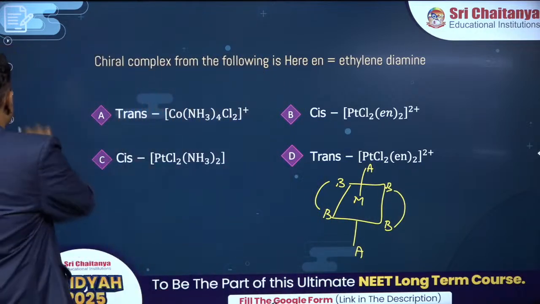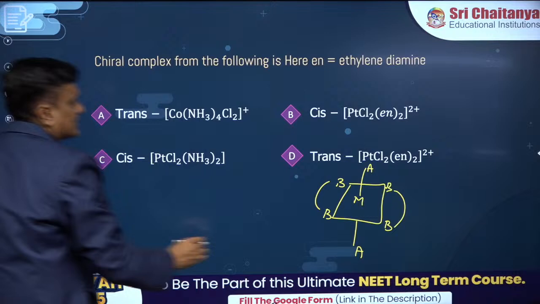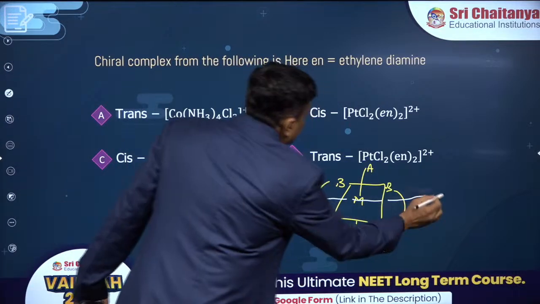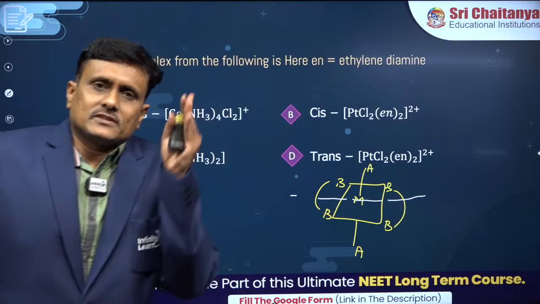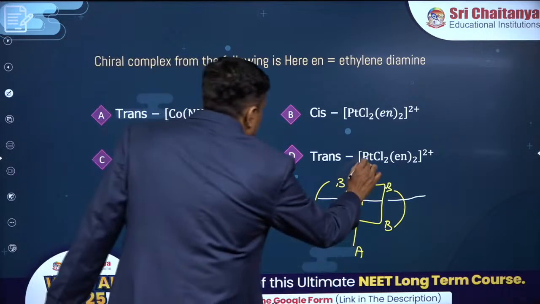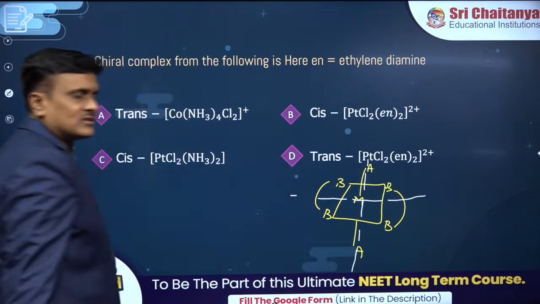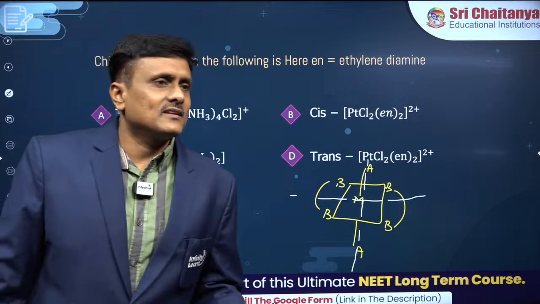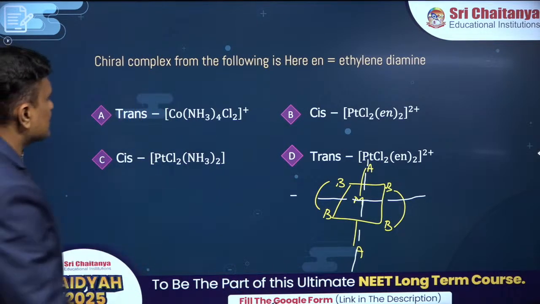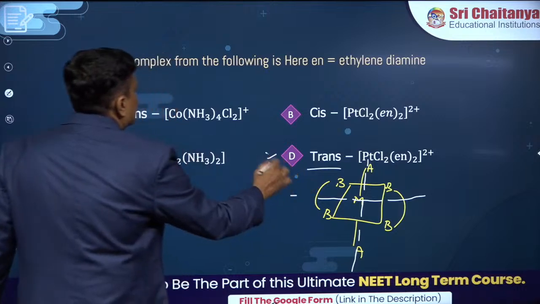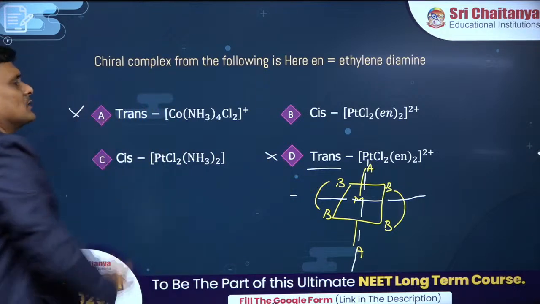Now see, when you take a trans compound, you can see that there is a symmetry plane which is passing through the molecule, whether you take it horizontally or vertically. So trans compounds are usually achiral. So trans cannot be the right answer, right? So these two trans options are first of all ruled out.